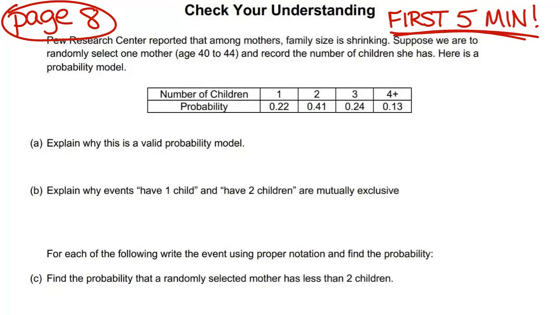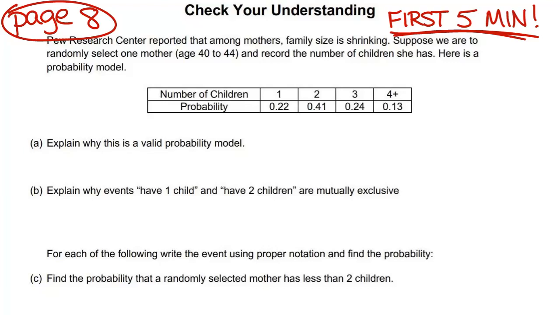All right, let's start talking our way through the check your understanding. Why is this a valid probability model? Akeem. The sum of all the probabilities is 1 or 100%. Ben, what do you have? Same thing? Yes. Every probability is between 0 and 1.